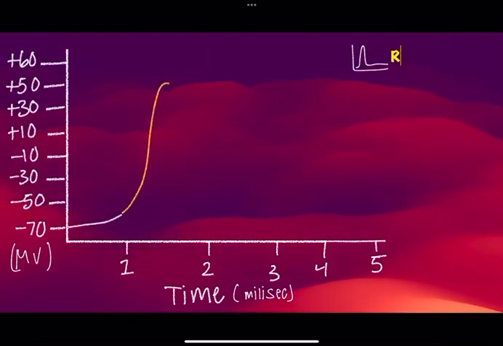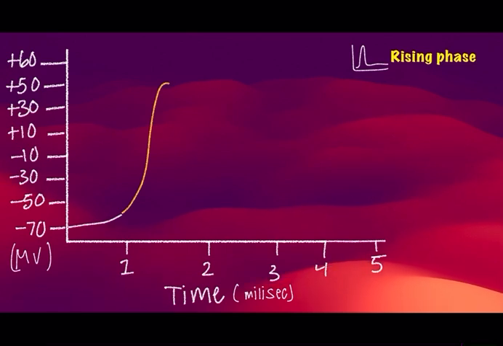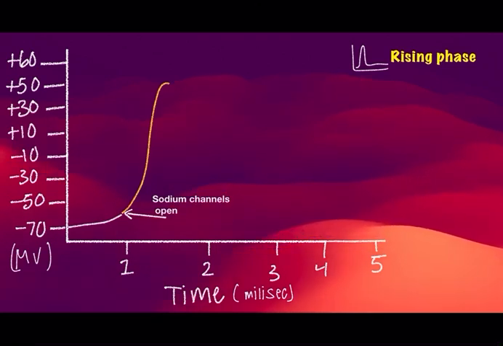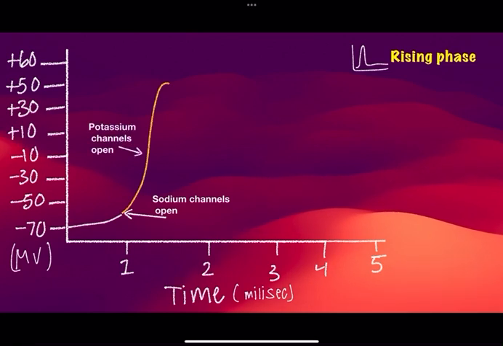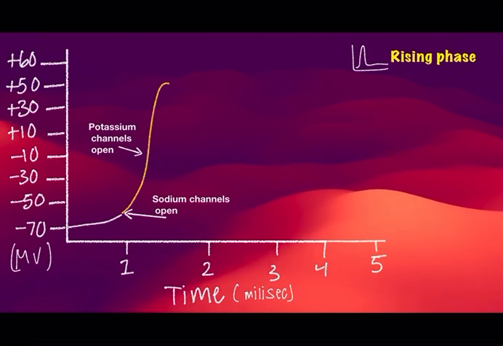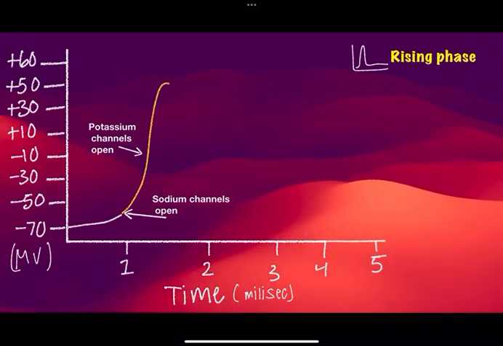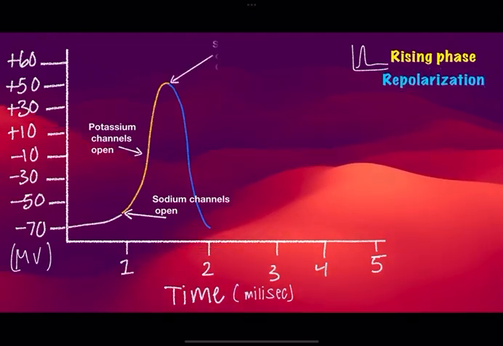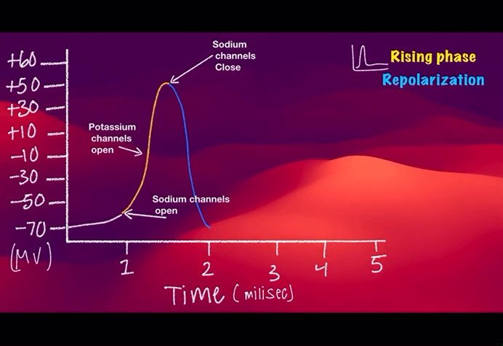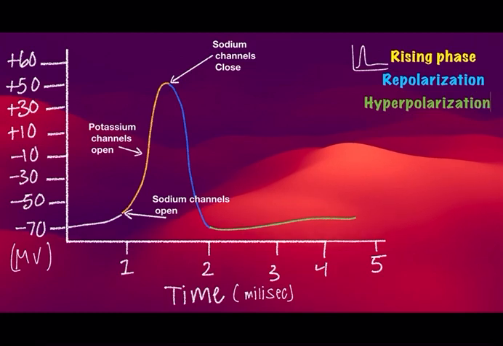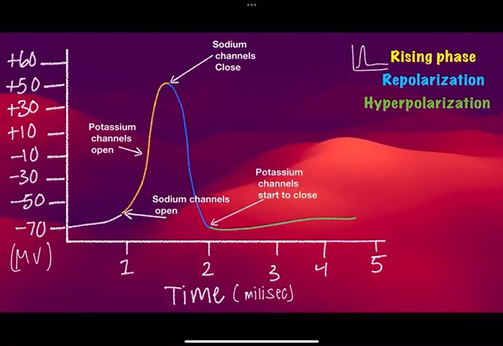In an action potential, there are three phases. The first phase is the rising phase. When the membrane potential is depolarized, the voltage-activated sodium channels open with sodium ions coming in. Then the voltage-activated potassium ion channels open with potassium ions exiting the neuron. In the second phase, repolarization, 1 millisecond after the other phase, the sodium channels close. In the third and final phase, hyperpolarization, the potassium channels start to close.